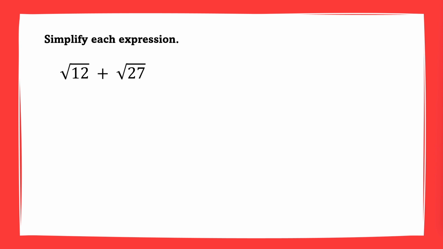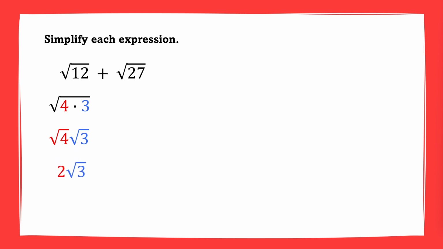At first, they might seem like they cannot be combined because they have different radicands. However, we should first simplify each one by factoring using perfect squares. 12 has a perfect square factor of 4, so we can rewrite it as 4 times 3. Using the product property, we can separate each factor and simplify the square root of 4 to 2.